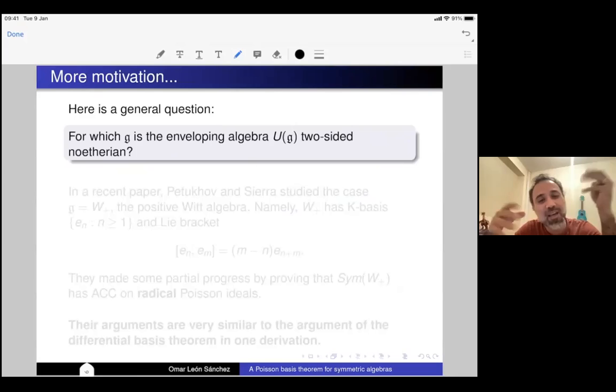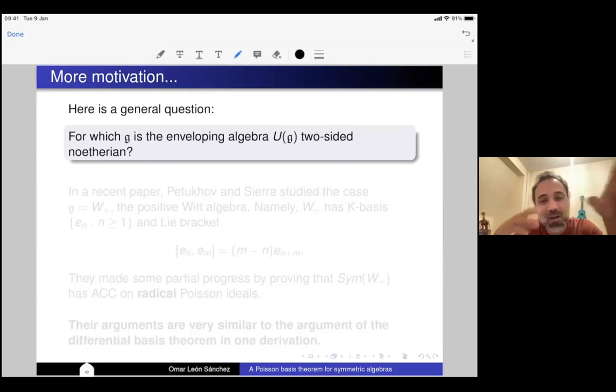Actually, now this is the first place where, before, I said my algebras were all commutative. I think it's the only place where this algebra is non-commutative. In any case, it goes a little outside the scope of the talk, but it's a dual question to the symmetric algebra stuff. Now, why do I bring in this enveloping algebra of the Lie algebra being two-sided Noetherian?